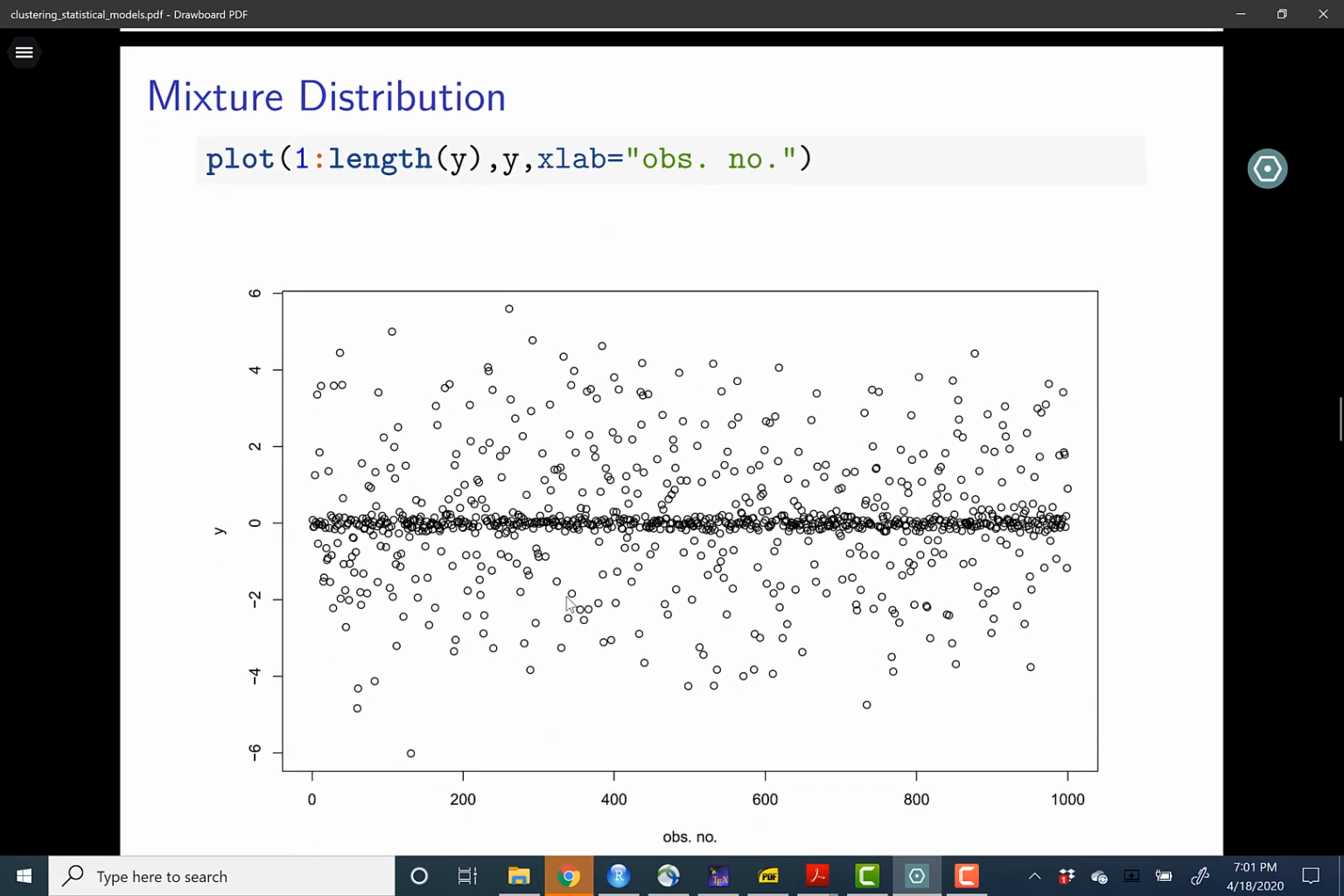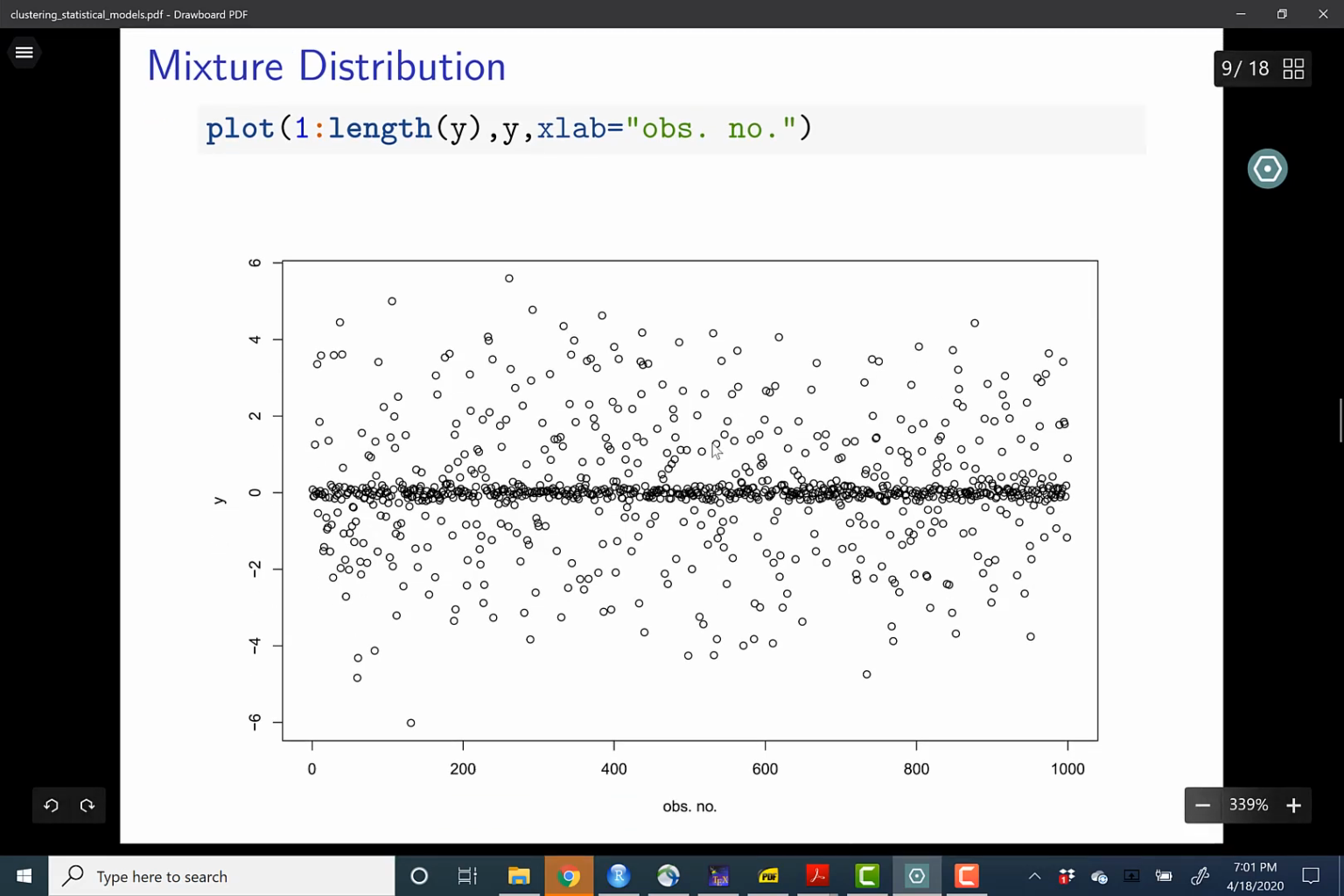Then I'll look at this plot where I have the observation number on the x-axis and the actual observation value on the y-axis. I have this line here, right? Many points are clustered around here, and then there is the scattering. You see a very different situation here. It's not obvious whether there are 1 or 2 clusters, right? We cannot tell visually very well.